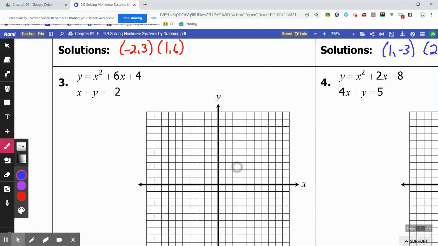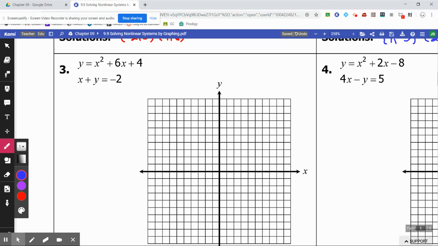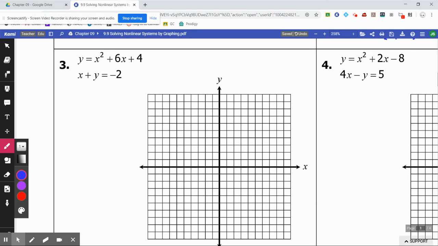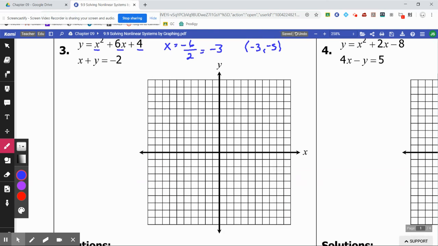Number 3. Again, we have another parabola. We can find our axis of symmetry and our vertex by doing negative b. That'd be negative 6 over 2 times a would be 2. So negative 3 is my axis of symmetry. So my vertex is located at negative 3, comma. Plug that in, you get 9 minus 18 plus 4. 9 minus 18 is negative 9 plus 4 is negative 5. So my vertex is at negative 3, negative 5.